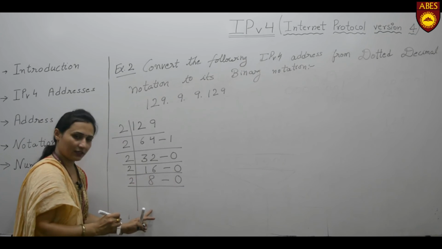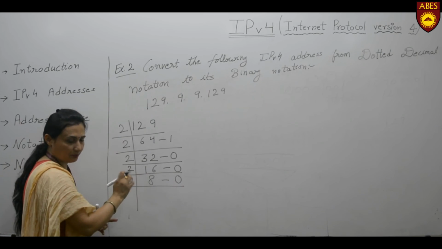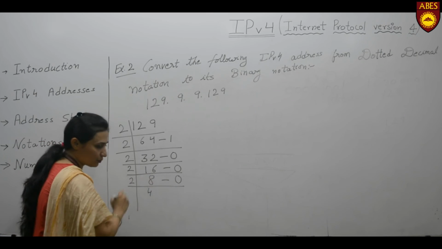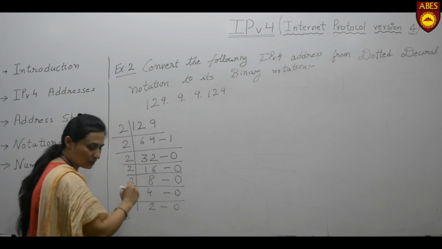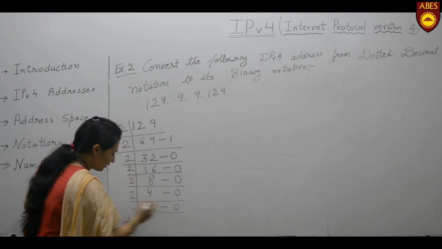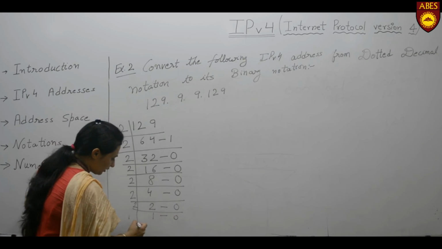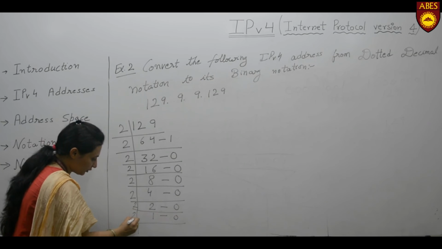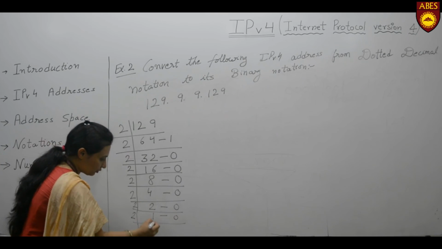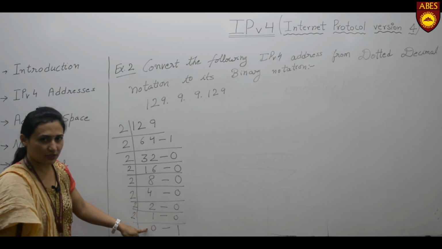We have to divide until we get 0 in place of this number. So here it comes out to be 4 and remainder will be 0. Again it will be divided by 2 and then remainder will be 0. Again we have to divide it by 2. Then remainder comes out to be 0. Till now there is no 0, so we have to again divide it by 2. Then it will go to 0 and we will get the remainder 1. So now 0 comes here.